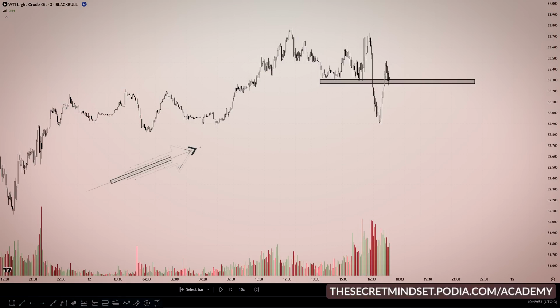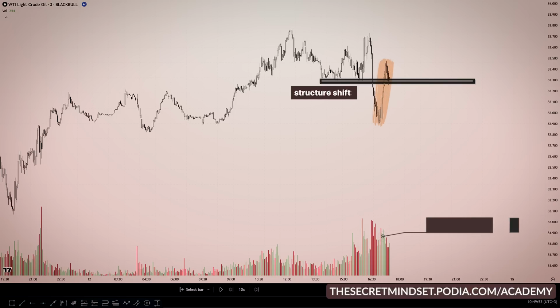Here we notice that price has been in an uptrend, but we suddenly see a strong bearish candle that breaks below a significant swing low. This is our market structure shift to the downside. Price then starts to rally back towards the broken level.